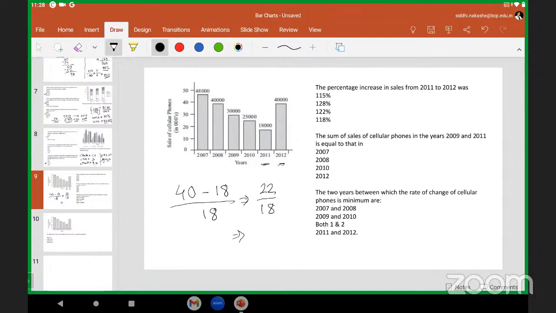That is 18 ones are 18. So we'll have 4 and 0. So again 36 and again 4. That is 1.22 into 100 as a percentage. So we'll get 122%. So first we took out the difference between 2011 and 2012, that is 22, and then we divided it by 18 into 100. This is your key and this is your answer. So 122%.